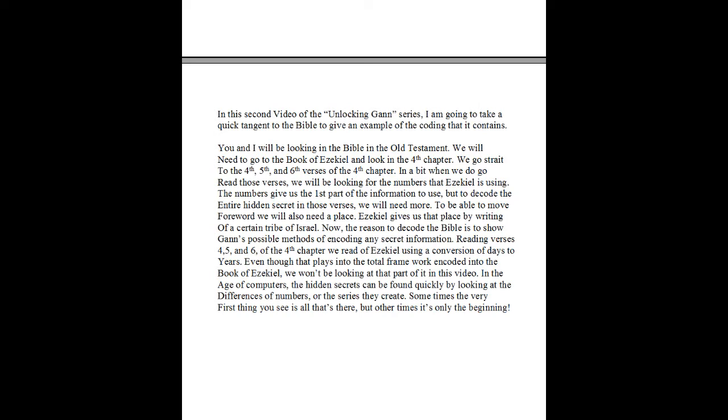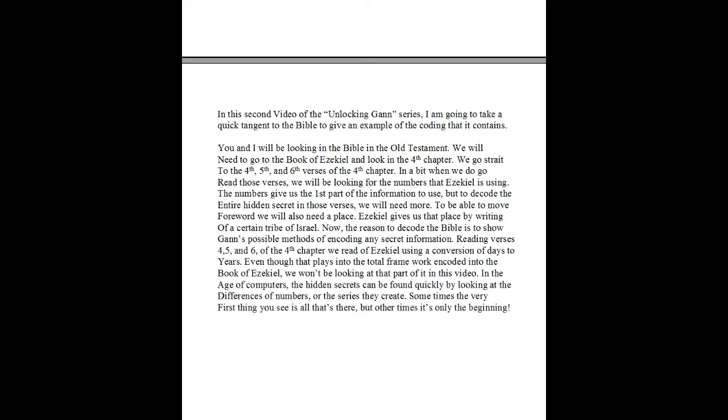In the second video of the Unlocking Gann series, I'm going to take a quick tangent to the Bible to give an example of the coding that it contains. You and I will be looking in the Bible in the Old Testament in this video. We will need to go to the book of Ezekiel and look in the 4th chapter. We go straight to the 4th, 5th, and 6th verses of the 4th chapter.